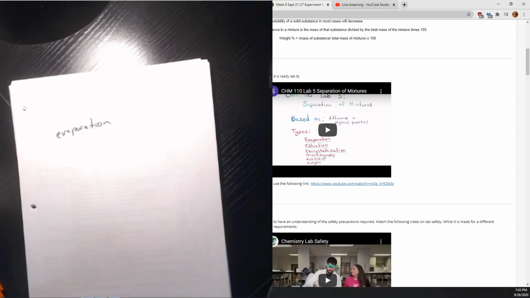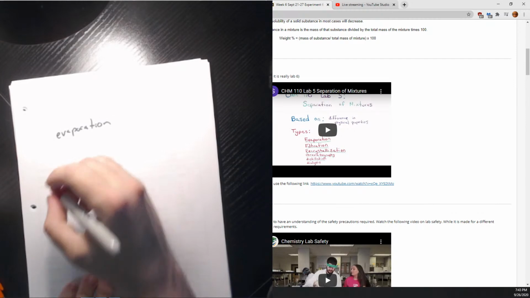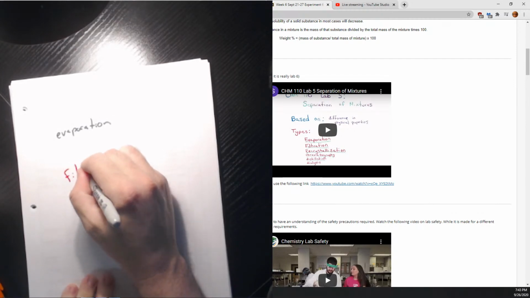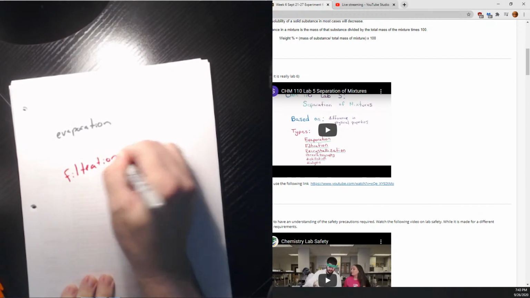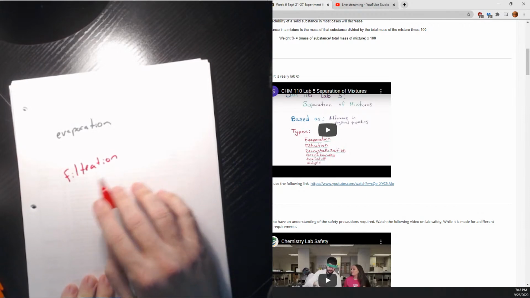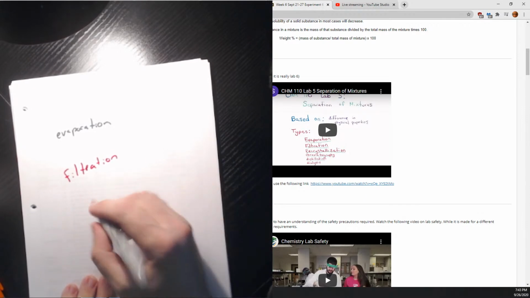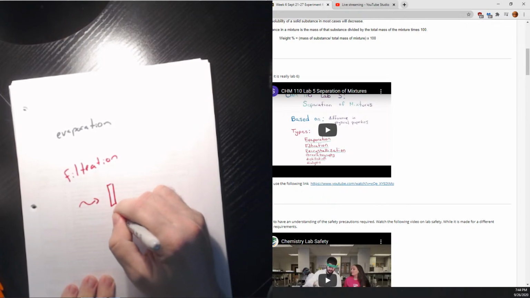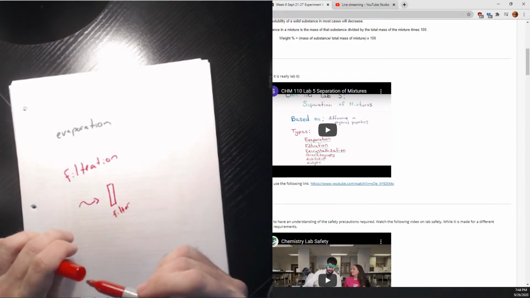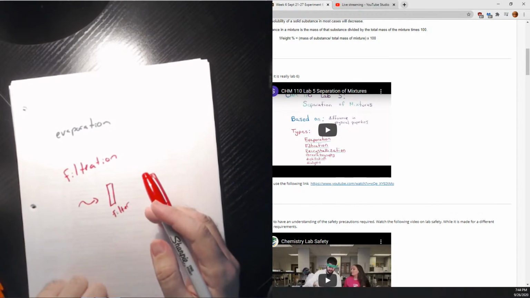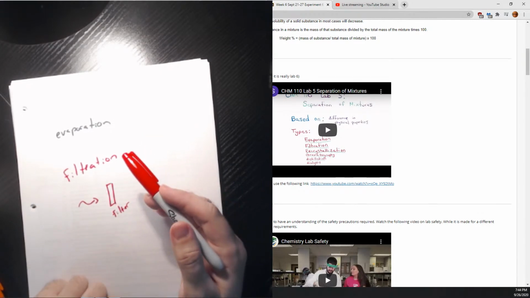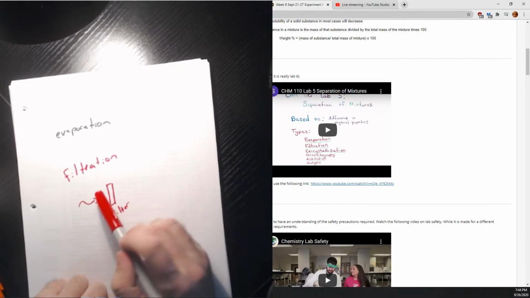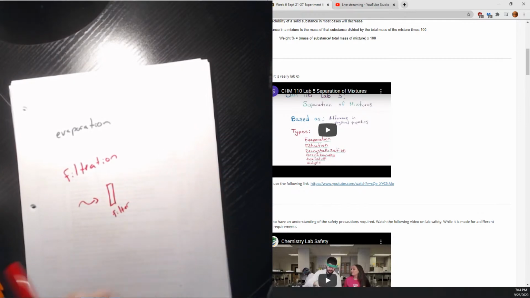Another thing you can do is filtration. Okay, filtration is when you have a solid inside of a liquid, but it's not dissolved. So with filtration, you run your mixture through some kind of filter. A filter will let the water pass through, but not the solid. Okay.